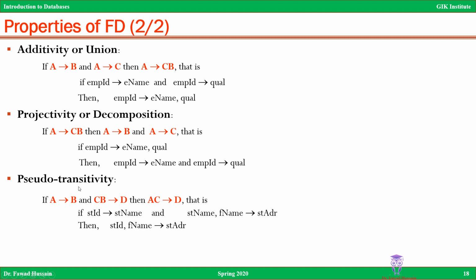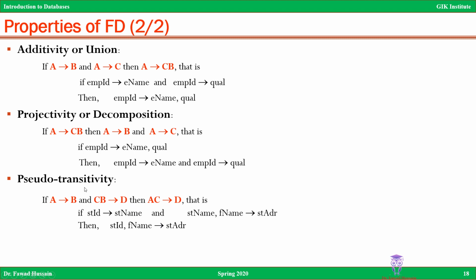Then we have pseudo transitivity. It means if A implies B, and CB implies D, then I can say that AC implies D. The reason is that because A implies B, B can be replaced by A. If I have A, then it implies B. If I have A, I can always bring B here, which will give me the CB, which implies D.